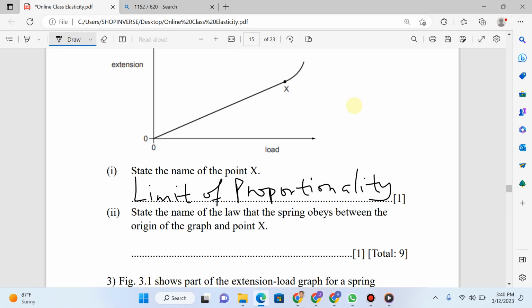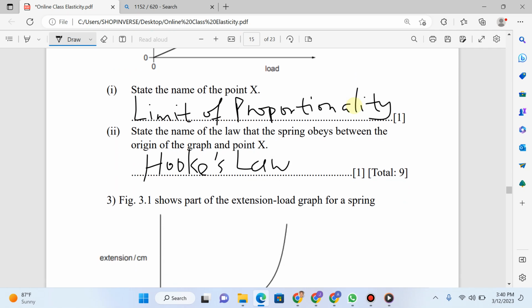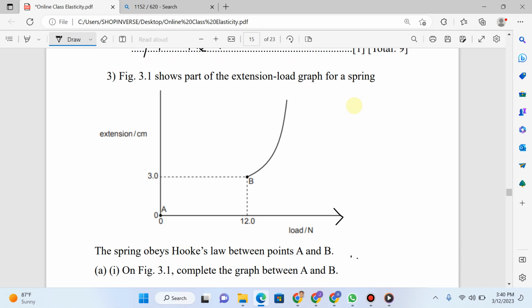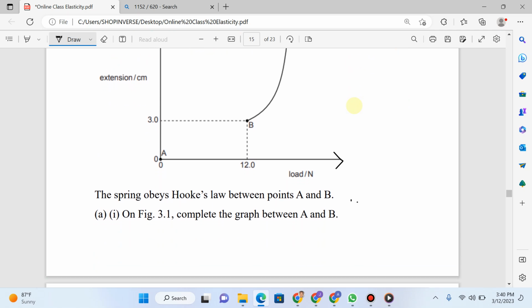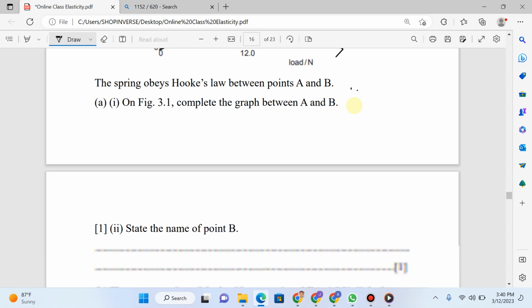State the name of the law that the spring obeys between the origin of the graph and the point X. The spring obeys Hooke's law. Figure 3.1 is a part of the load extension graph for a spring. The spring obeys Hooke's law between point A and B. On figure 3.1, complete the graph between A and B. If it obeys Hooke's law between A and B, then you will have a perfectly straight line. Yes, that's the graph that obeys Hooke's law.